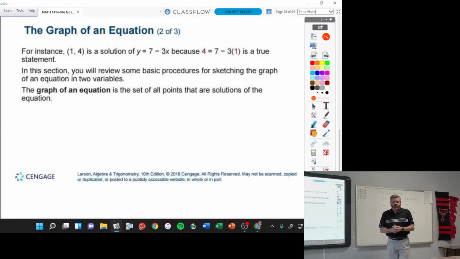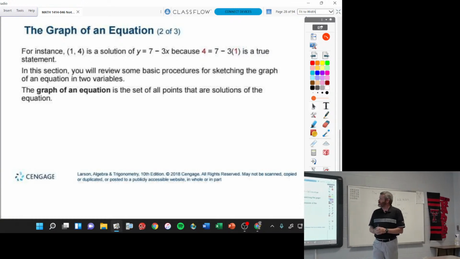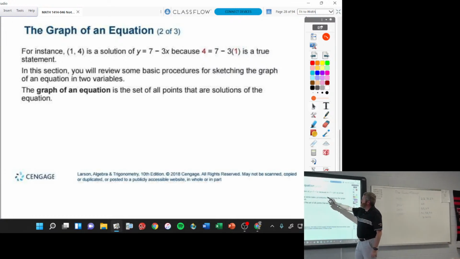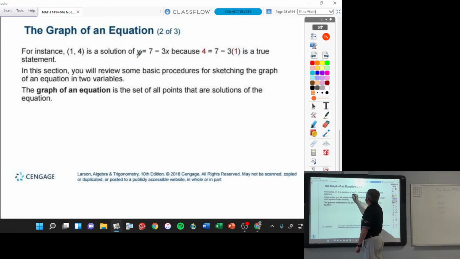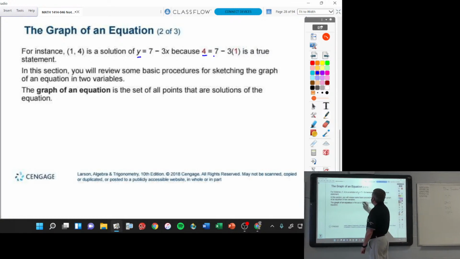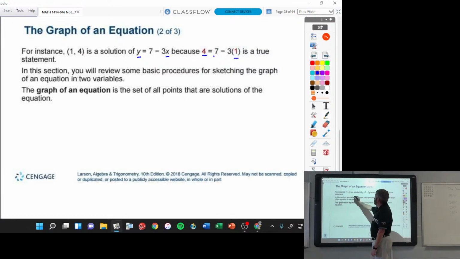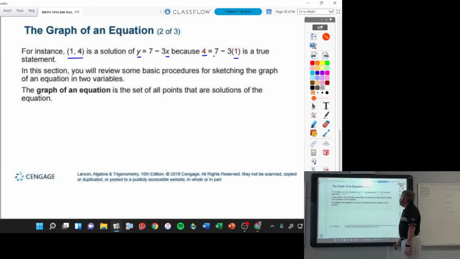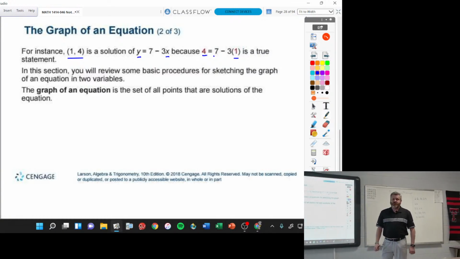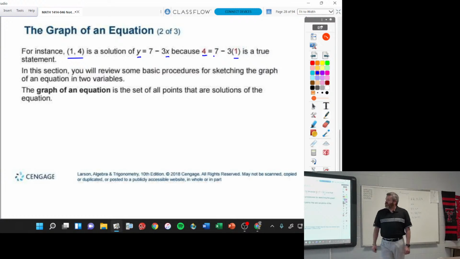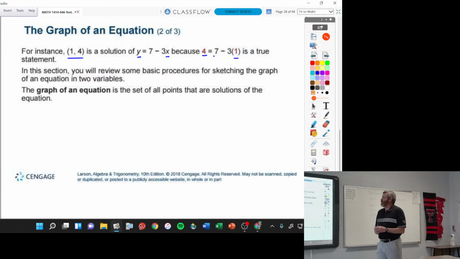So the coordinate point (1, 4) is a solution to y equals 7 minus 3x, because if we change the y to 4, and if we change the x to 1, as indicated in the given point, we get a true statement, because 4 does in fact equal 7 minus 3. That's not the only point that's true for that equation. That's just one solution to that equation.